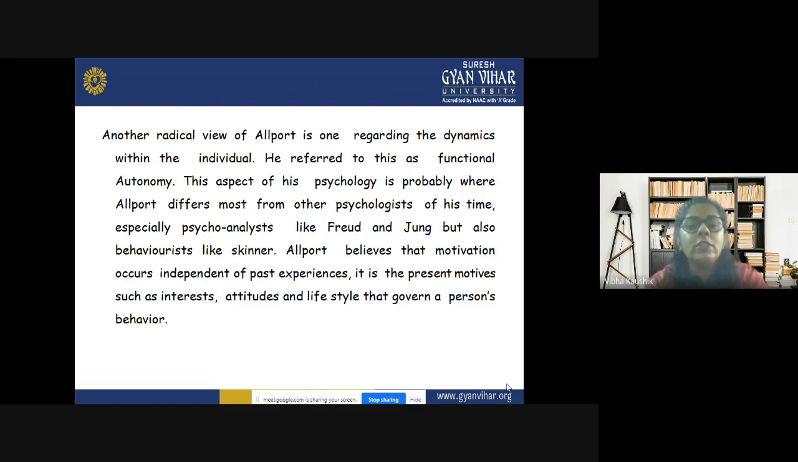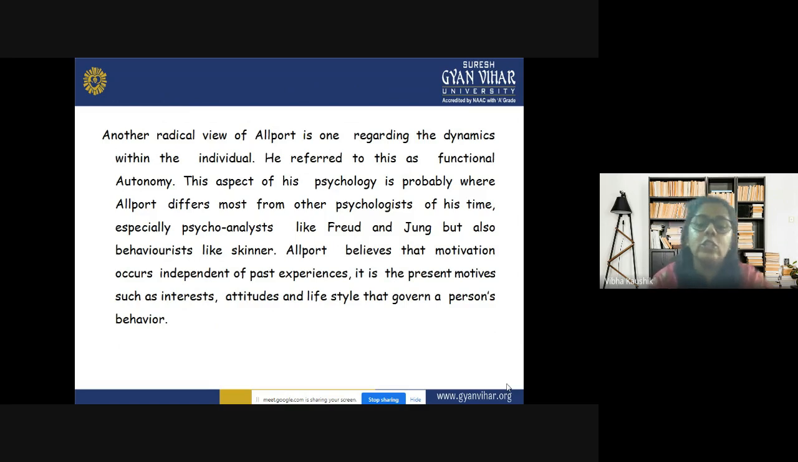Allport believed that motivation occurs independent of past experiences. It means that the past experiences are not the reason the motivations occur. It is the present motives, such as the interest of an individual, attitude of an individual, and lifestyle, that govern a person's behavior. He is saying that a person's behavior is governed by the present motives. The present motives are the interest, attitude, and lifestyle of an individual in that particular current situation.